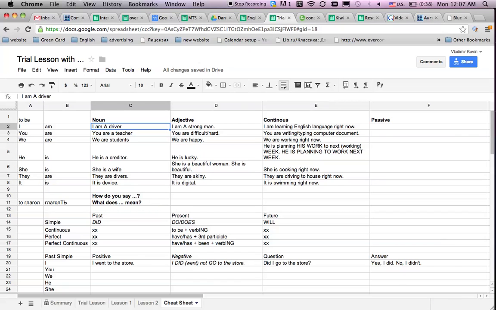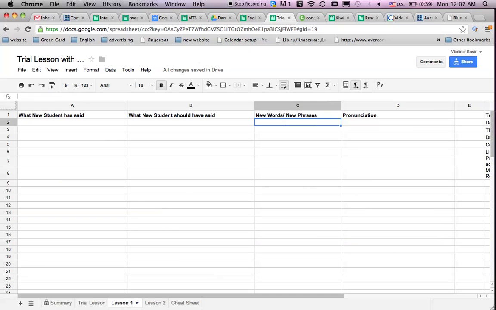Then we make examples with the noun, adjective, continuous. When they make the sentences, you correct them in the same sentence. You don't forget to mention the three rules in these two major sentences. And how do you say, what does it mean? Every time they don't know a word, you add it and you put it in capital letters. And then you move these words to column C in lesson 1 or lesson 2.